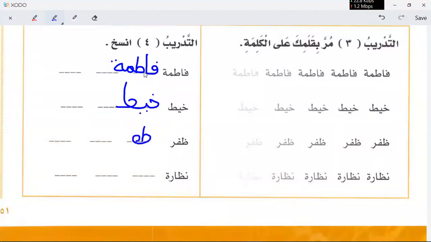Zafar, Zo and Fa will touch the line. Ra will be slightly below the line. Nazara, Noon, Zo, Alif will touch the line. Ra, half below the line. So, like this, okay.